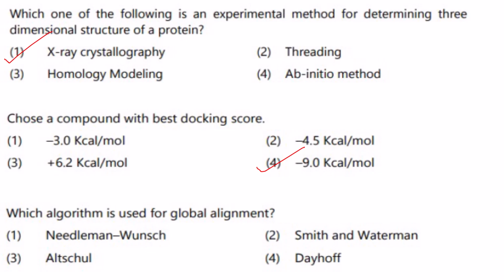Then which algorithm is used for global alignment? It is Needleman-Wunsch. Smith-Waterman and BLAST are all local alignment. And Dayhoff is a substitution matrix used when you are doing protein sequence alignment, and it will tell you the probability that one amino acid is replaced by another. That is what Dayhoff is telling.